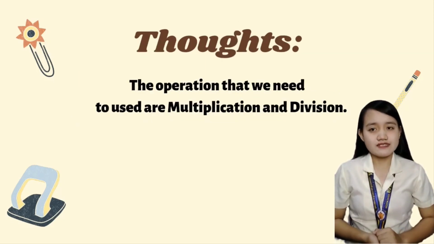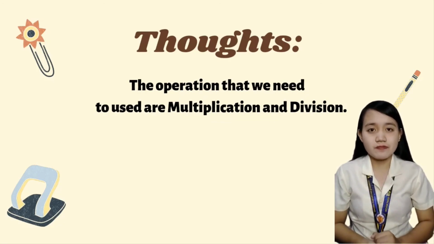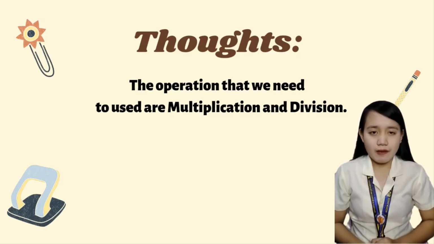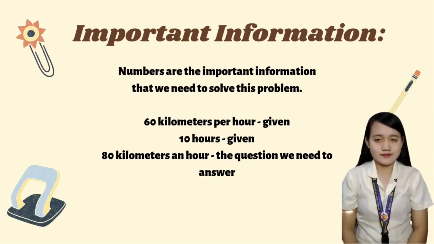For the second step, the thoughts, we have to know the thought about this problem. We have to choose the best operation to help us solve this problem. In this problem, our topic is all about variation. Our operation needed is multiplication and division since the formulas are related to it.